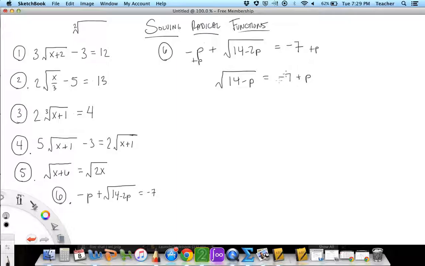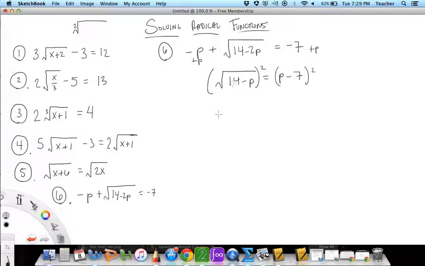Now this looks confusing to me. I don't like negative 7 plus p because it looks ugly. I like to put my highest powered variable in front, which in this case has only a power of 1, so I would have p minus 7. These mean the same thing; I haven't changed anything. Now I'm going to square both sides, similar to what I've done on 1 through 5.